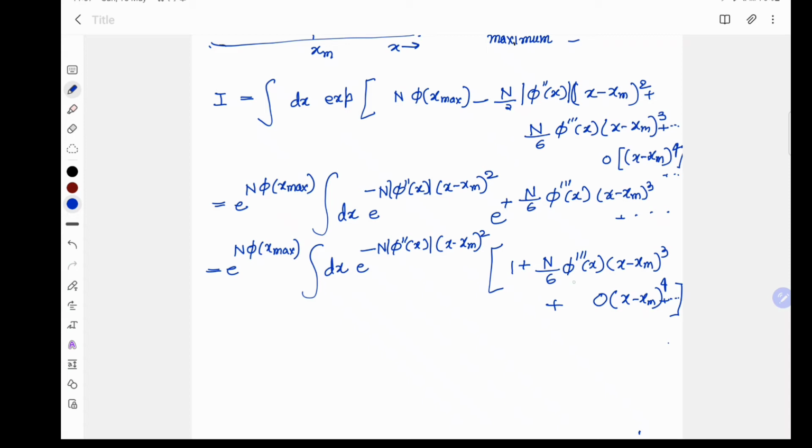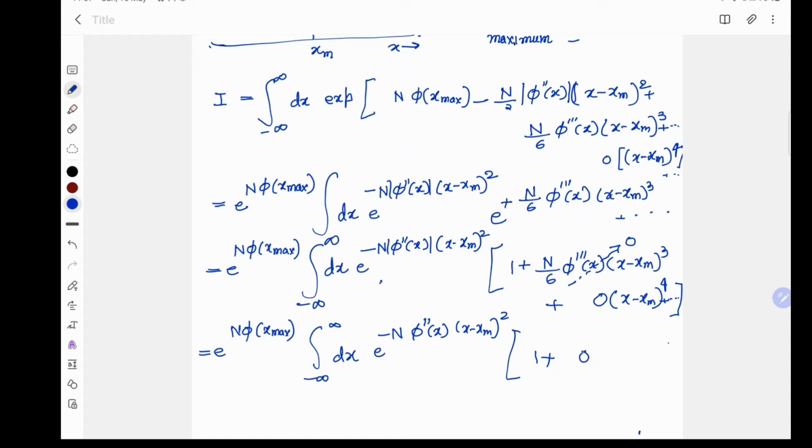So this integrand is odd in x, and the other function is even, so this term will be 0 because we are integrating from minus infinity to infinity. So our integration is minus infinity to infinity. So e to the power n phi x max, integral from minus infinity to infinity dx e to the power minus n phi double prime x minus xm square, times 1 plus order x minus xm to the power 4 terms.